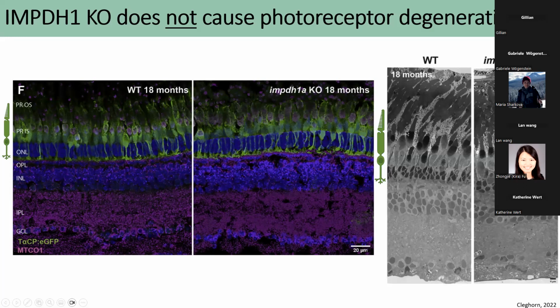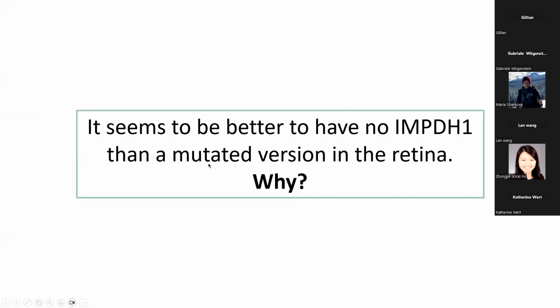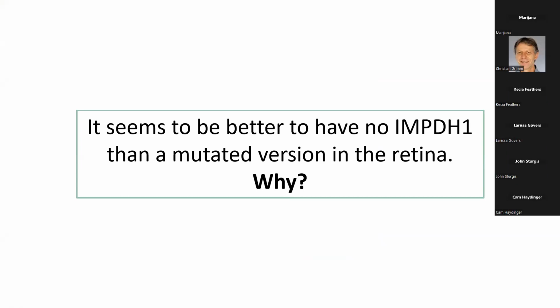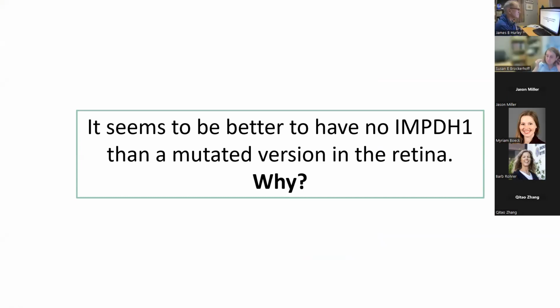We also turned to electron microscopy and saw that, again, we didn't see any major changes looking at EM at how these photoreceptors look between the wild type and the knockout. And so this really got us curious because it seems to be better to have no IMPDH around in the retina than a mutated version. We really want to understand why that is and what could be happening with these mutants.